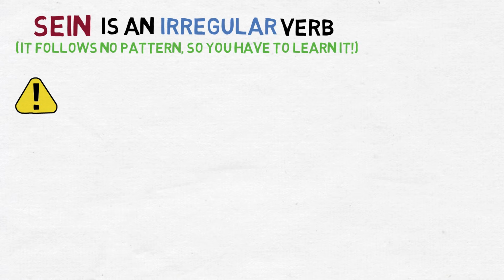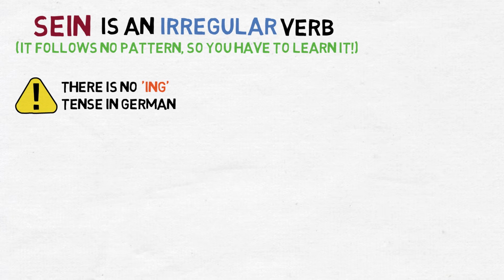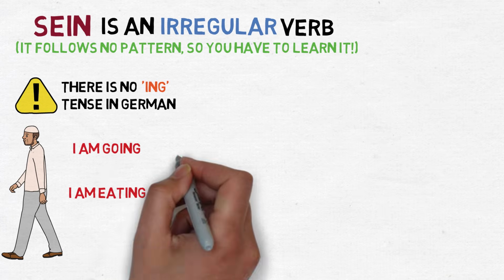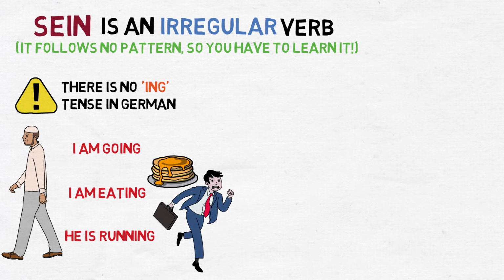It's also important to note that in German there is no ing tense, by which I mean that English sentences like I am going, or I am eating, or he is running, can be translated as I go, I eat, and he runs in German.